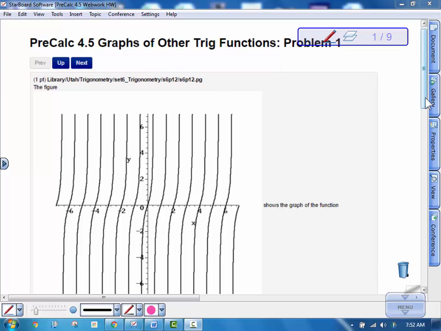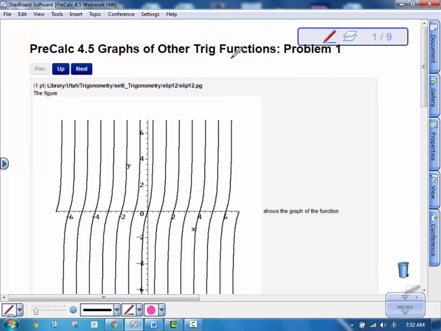All right, this is 4.5 homework. So we're going to deal with the other trig functions. We did sine and cosine, so now we'll do tangent and cotangent. We'll also do cosecant and secant.